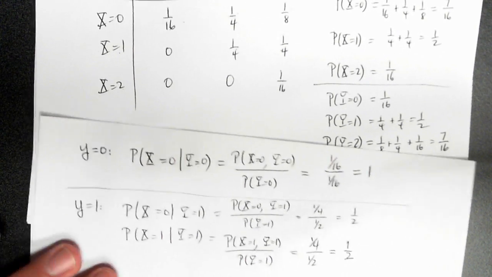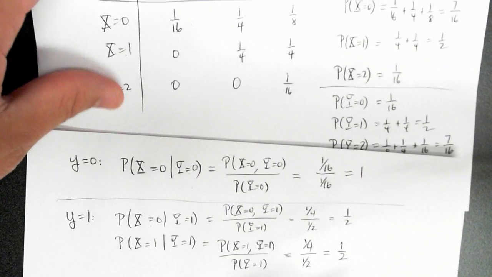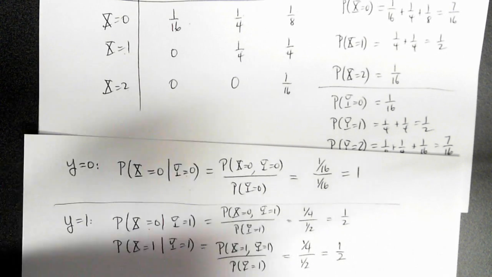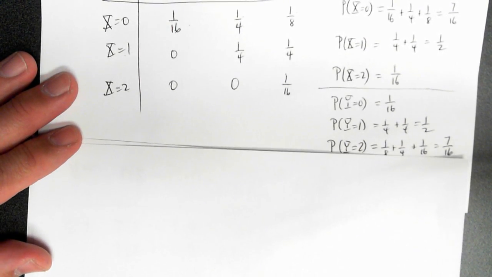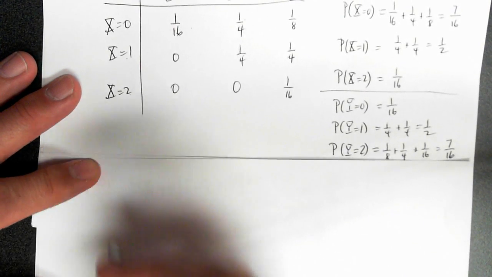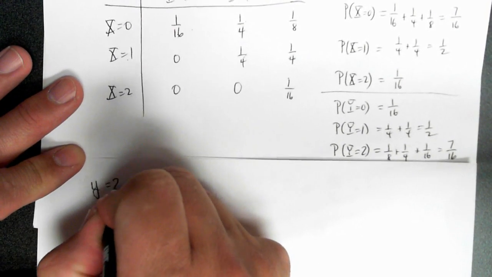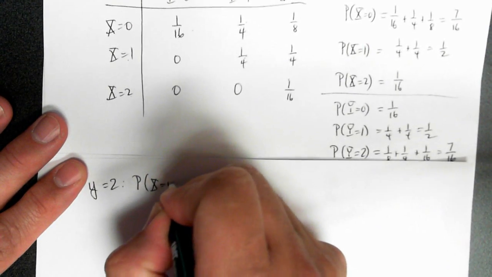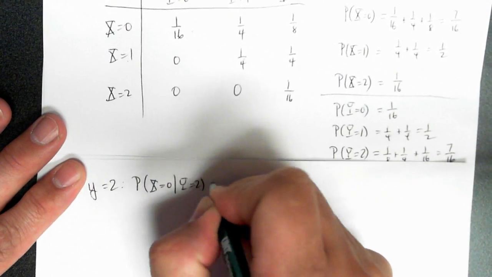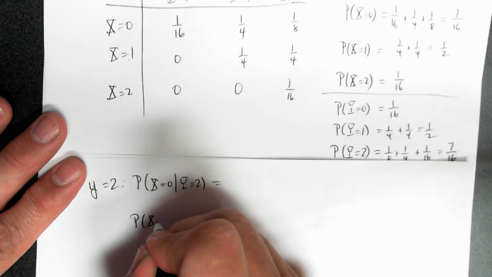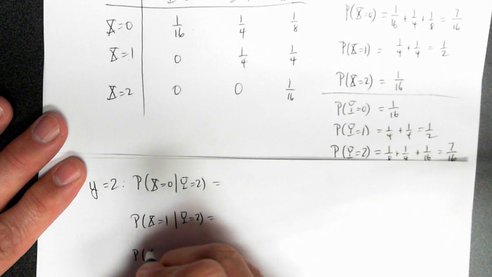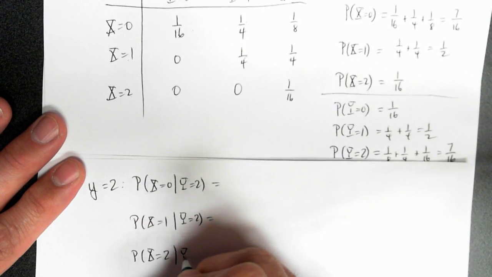Lastly, let's take a look at the conditional distribution for y equals 2. And for that, let me get a fresh sheet of paper so that I can keep everything on screen. So if y equals 2, then there are three possibilities. I need to find the chance that x equals 0 given that y equals 2, the chance that x equals 1 given that y equals 2, and the chance that x equals 2 given that y equals 2.